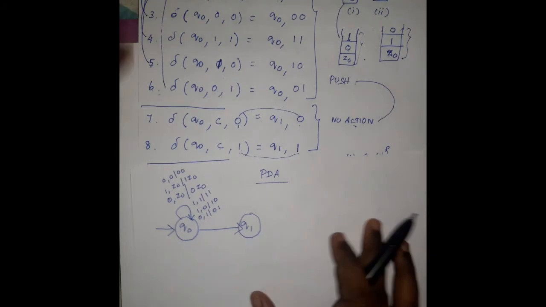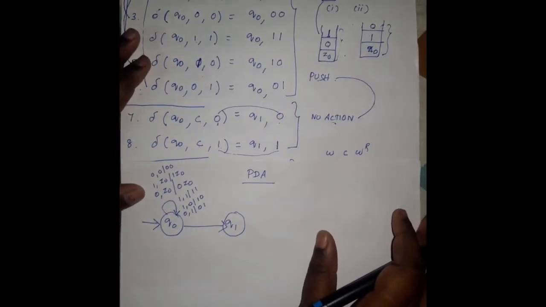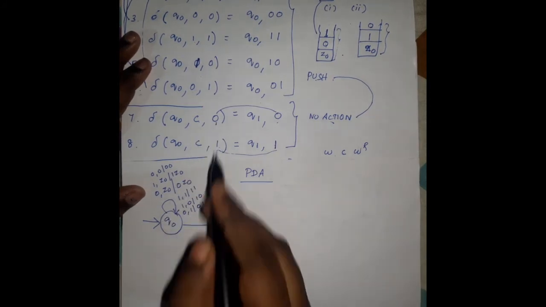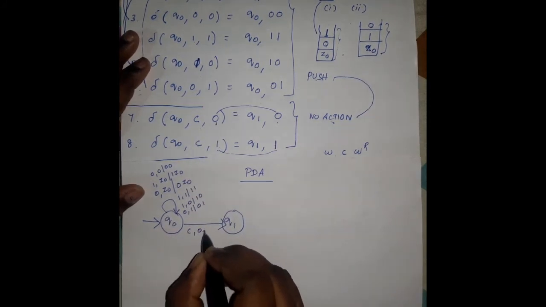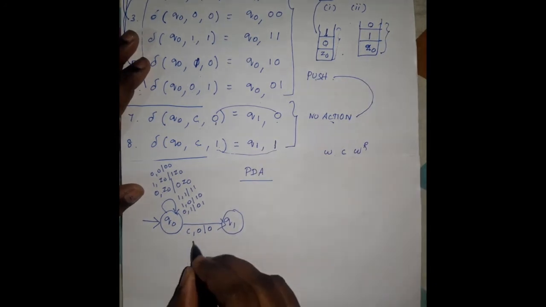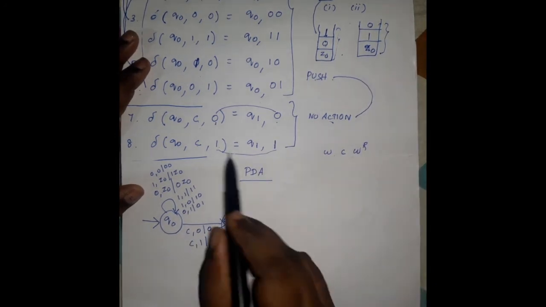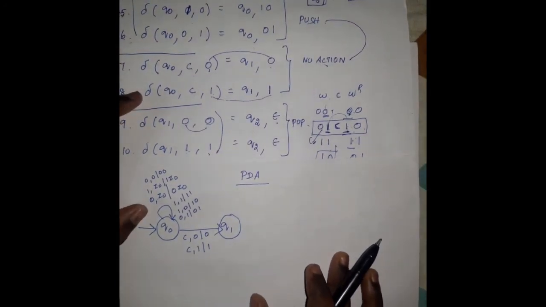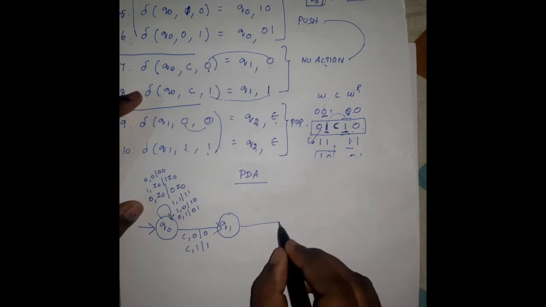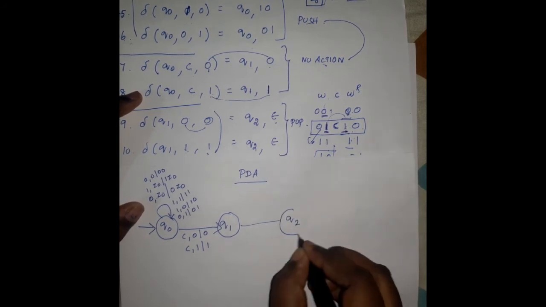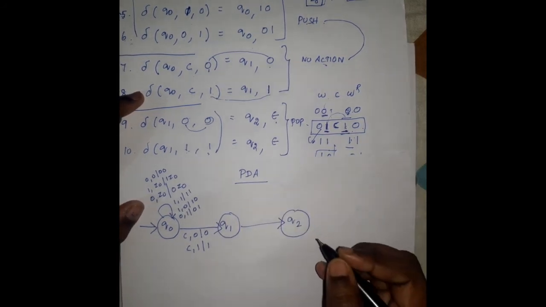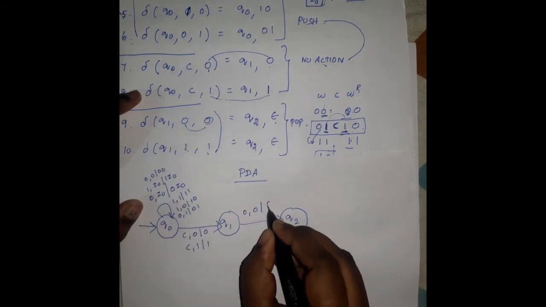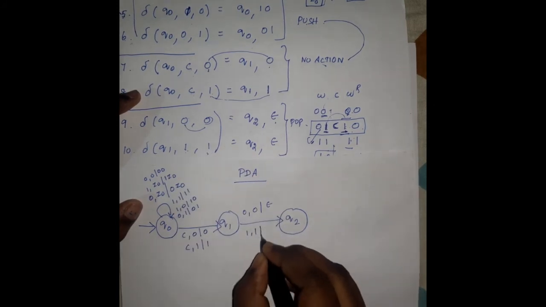Next one is no action, that is the separator symbol function. So for this it goes from the current state Q0 to Q1. So Q0 to Q1 it gets C comma 0 bar 0, right? Next one is C comma 1 bar 1. And the last one is the pop operation function. So it goes from Q1 to Q2, the final state. So Q1 to Q2, and it gets the input symbol 0 comma 0 bar epsilon and 1 comma 1 bar epsilon.